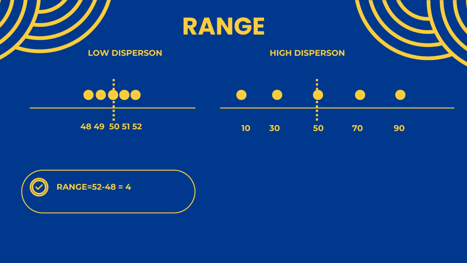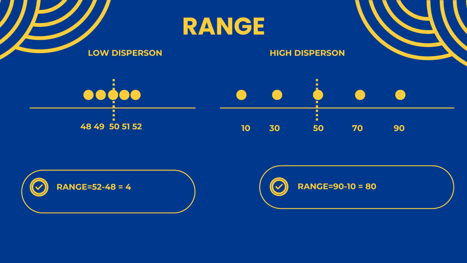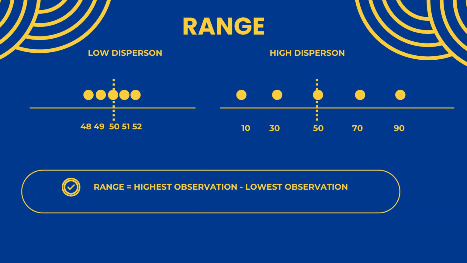So range is obtained by maximum value minus minimum value. Here for group A, range equals 52 minus 48, which is 4, whereas for group B, it is 90 minus 10, which is 80. So range is the difference between the highest and lowest in a data set. It is very simple to calculate, but it only uses two values, so it may not give the full picture. In statistics, sometimes the range is not enough to understand the data spread, especially when extreme values are present.